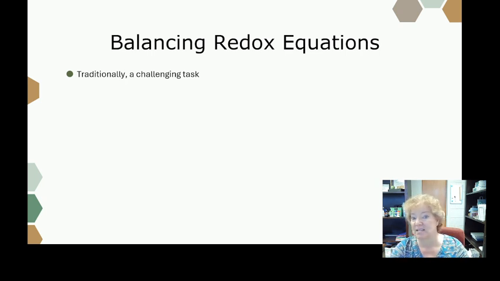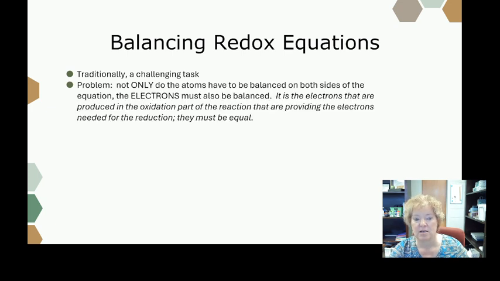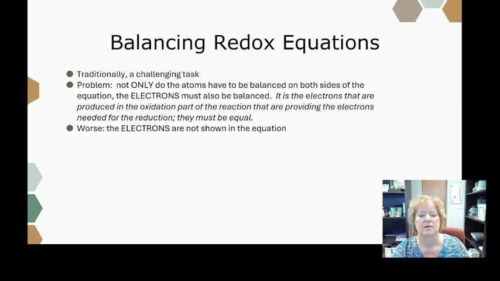But they're different species and they may not need the same number of electrons. So I have to balance all of the atoms as I normally do, but I also have to make sure the number of electrons are balanced, which means I need to break it up into half reactions. So I can see how many electrons are involved in the reduction, how many electrons are involved in the oxidation, and then scale them appropriately to make sure I have the same number of electrons.